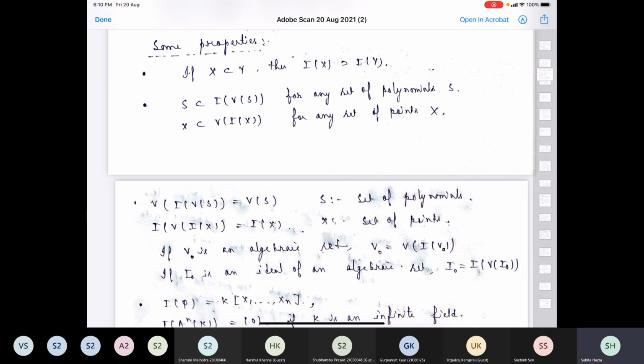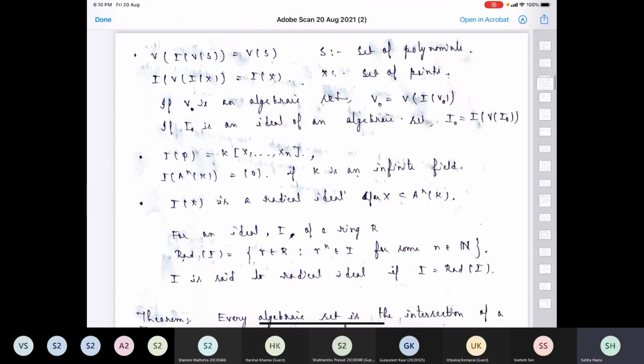So if V0 is an algebraic set, then V0 is V(I(V0)), and if I0 is an ideal of an algebraic set, I0 is I(V(I0)). Now it is also very trivial that I of the empty set is k[x1, ..., xn], and I(A^n(k)) is zero if k is an infinite field. And it is a very important property that I(X) is a radical ideal for X a subset of A^n(k). So what is a radical ideal? For an ideal I, the radical of I is defined as the collection of r belonging to R such that r to the power n belongs to I for some natural number n. Now I is a radical ideal if I equals the radical of I. So it's a very important property that I(X) is a radical ideal.